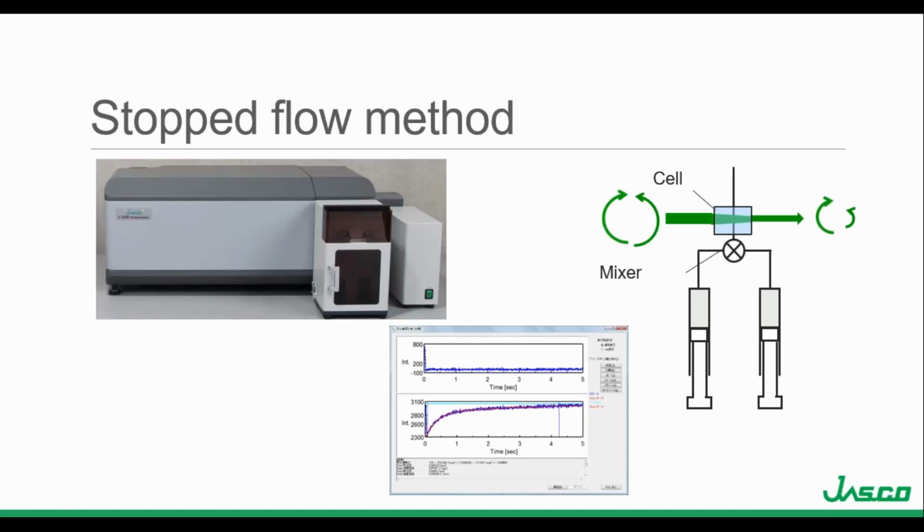So, stopped flow CD. Stopped flow is used to observe fast reactions occurring on a sub-millisecond timescale. Two or more solutions are loaded into a set of syringes, and the flow is stopped, and the progress of the reaction is measured by CD, and the reaction rate constants can be determined.